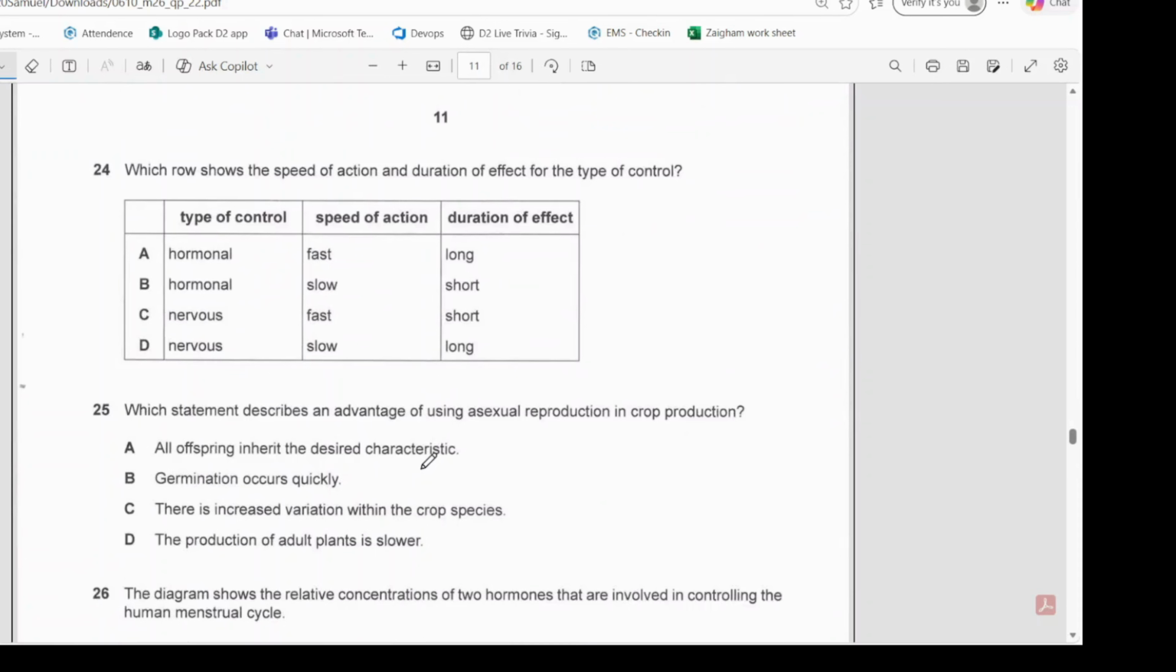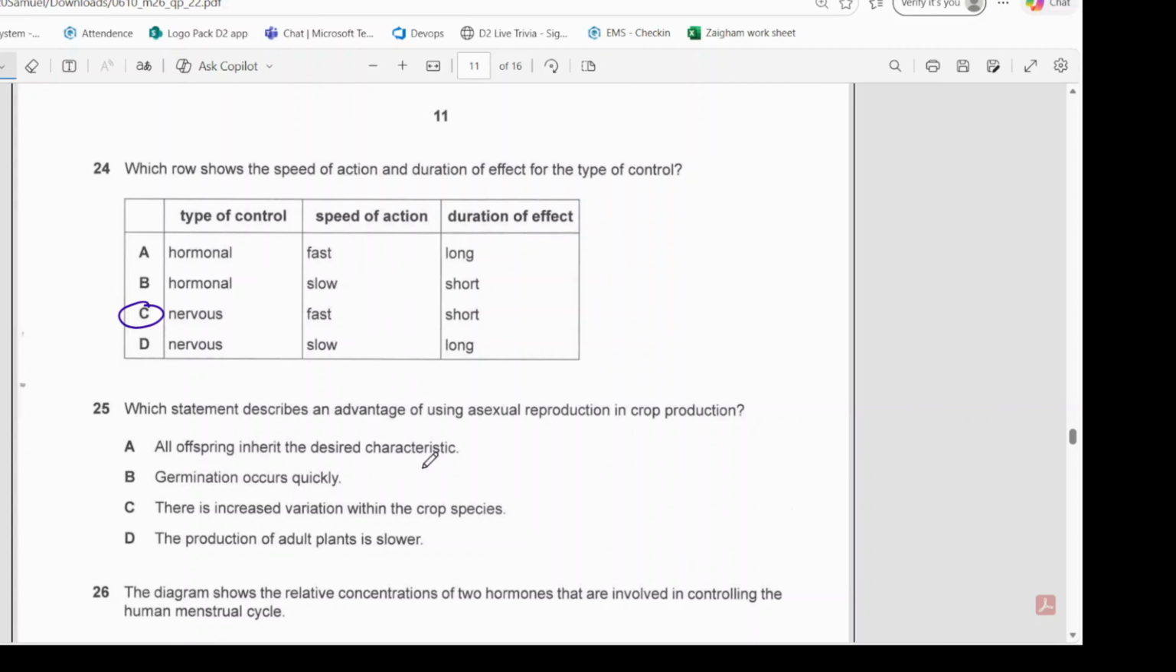Question 24. Which row shows the speed of action and duration of effect for the type of control? It's C. Hormonal is slow and long term, which is not given, and nervous is fast and for a shorter term. Okay. Next one.